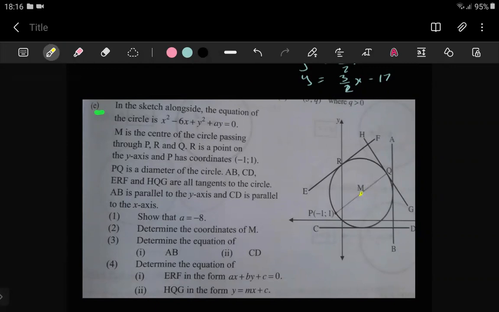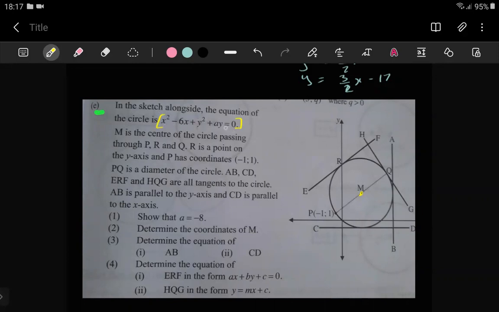Number 2 is what caught me, because the coordinates of M, for me, you could use the midpoint formula, but I don't have the other coordinates unless you use the center of the circle, which I just see now. Okay, anyway, so let's see the question and the sketch alongside the equation of the circle.